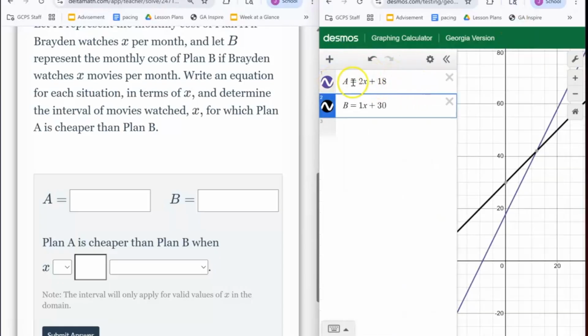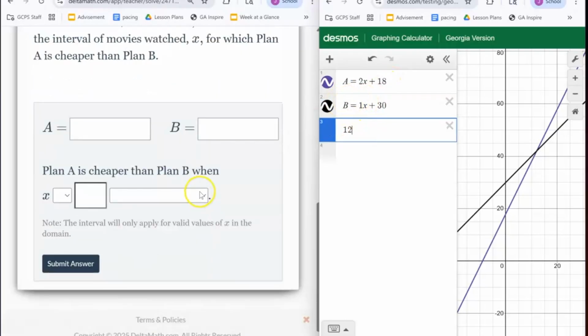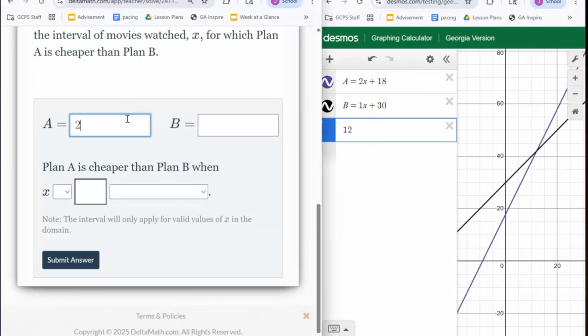So what's purple? Purple is plan A. So plan A is cheaper up to 12 movies. Then after that, B is cheaper. So let's go ahead and write all that out. So 2x plus 18. This time they wanted x plus 30.